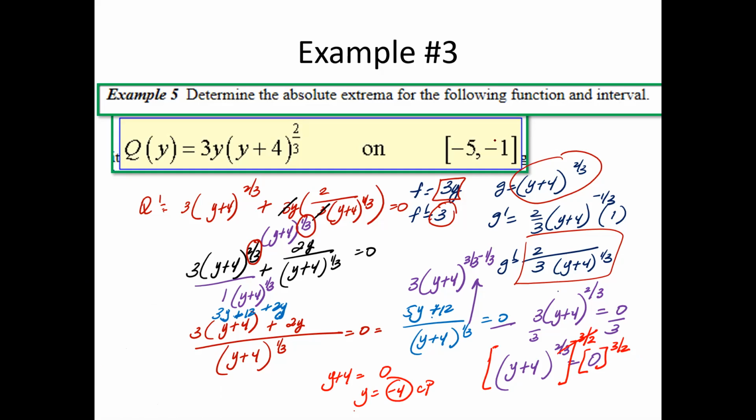Now, when you look at this right here, is my -4 in between -5 and -1? Heck yes, it is, because here's -5, there's -1, and there's -4. So now what you do, I know that was a lot of work and I'm sorry, you're going to have f of -5, f of -4, and f of -1. So you're going to do the second calc option. Go ahead and plug that into this formula. And then find the highest value, and that will be your absolute max, and the lowest value, and that will be your absolute min.